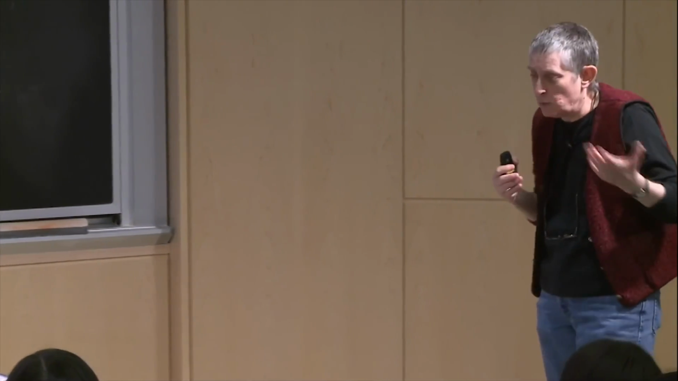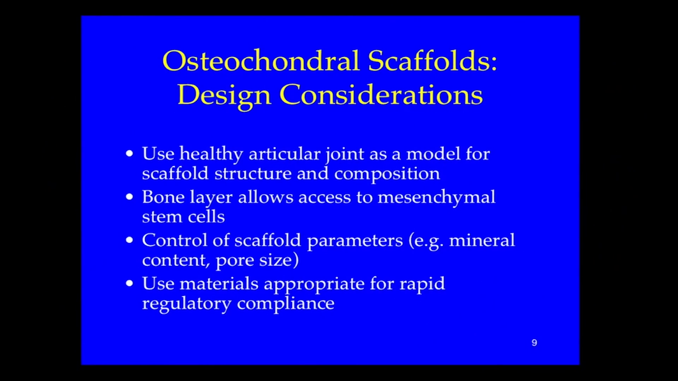And what we were thinking of, and what other groups have thought about, is could you repair damage in the cartilage by using a tissue engineering scaffold? So what we were thinking about when we tried to do this project was we wanted to use a healthy articular cartilage joint as a model for our scaffold. We wanted to have a layer that would go down into the bone so that you would have access to those mesenchymal stem cells. And that's why we wanted an osteochondral scaffold, so that we would have a layer for the cartilage, but also a layer that would go down into the bone.